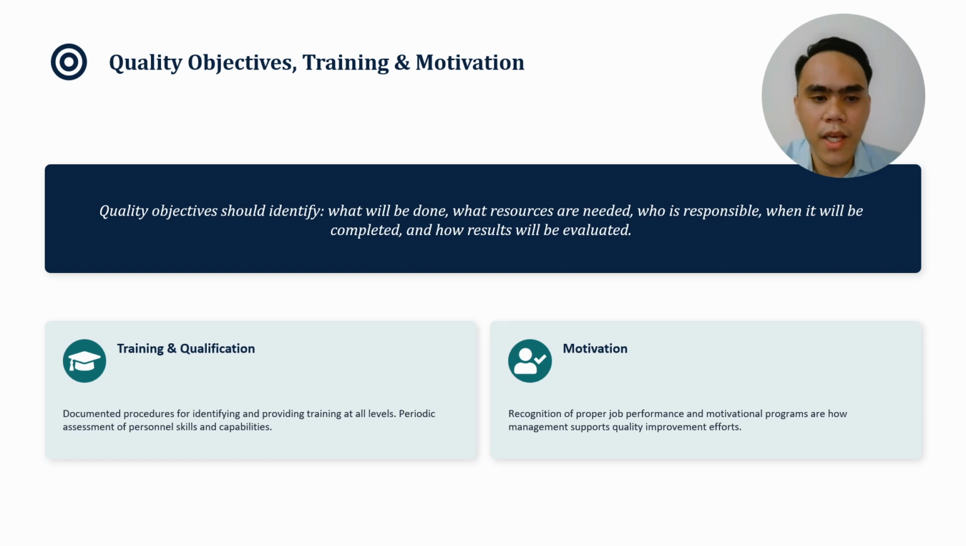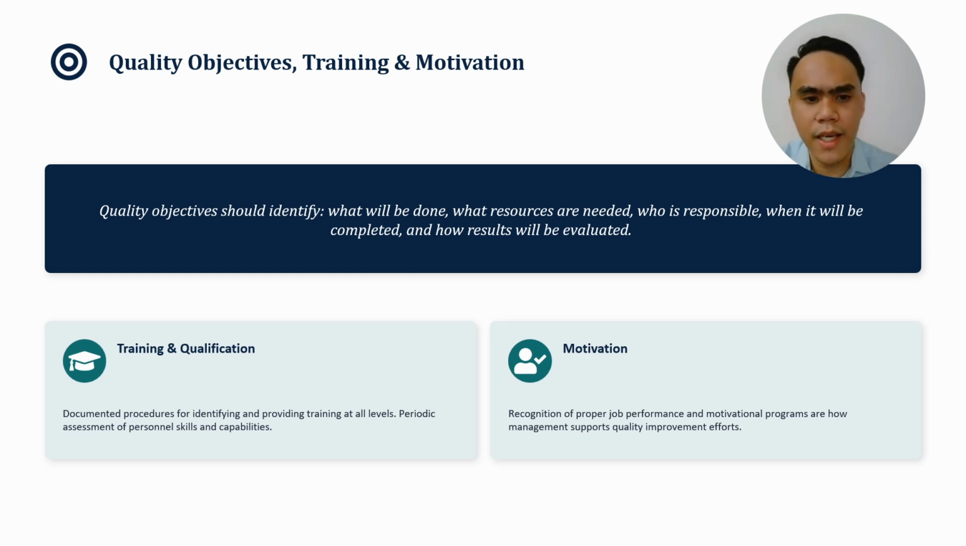Employee training, qualification, and motivation are the key factors in developing an organization's human resources and emphasizing awareness as well. Documented procedures for identifying and providing training at all levels should be established and maintained, and periodic assessment of personal skills and capabilities should be considered. So training is not a one-time onboarding event, it is an ongoing assessed process.